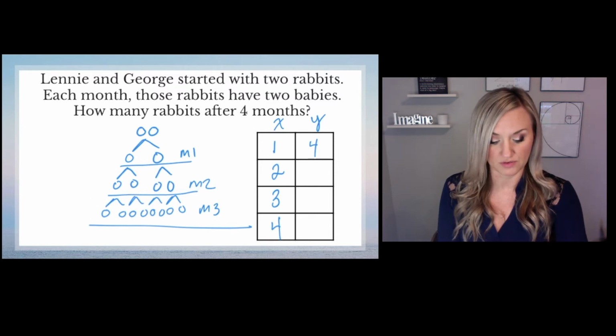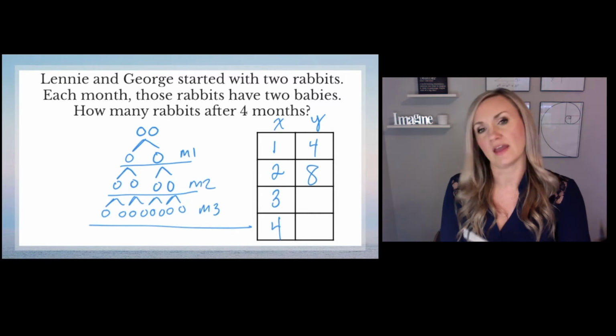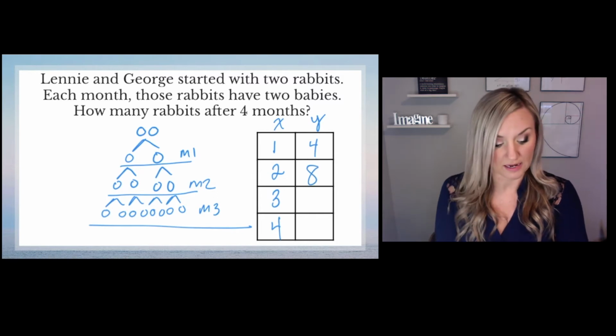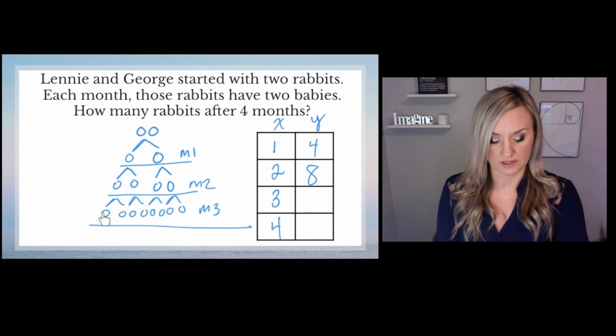1, 2, 3, 4, 5, 6, 7, 8. So now they have 8. Let's go ahead and count again. So we know that these are all 8 rabbits. So we have 9, 10, 11, 12, 13, 14, 15, 16.